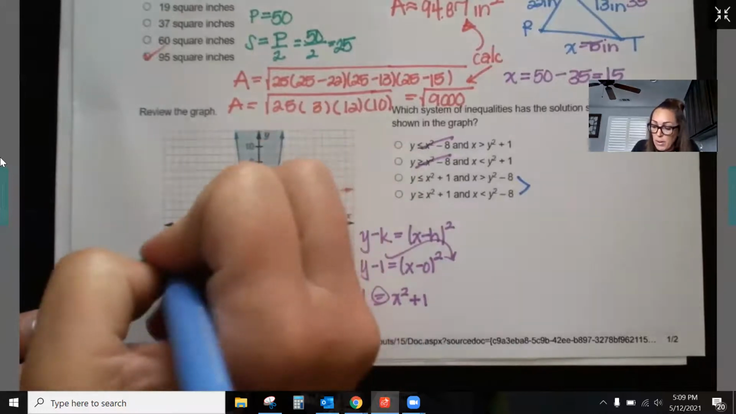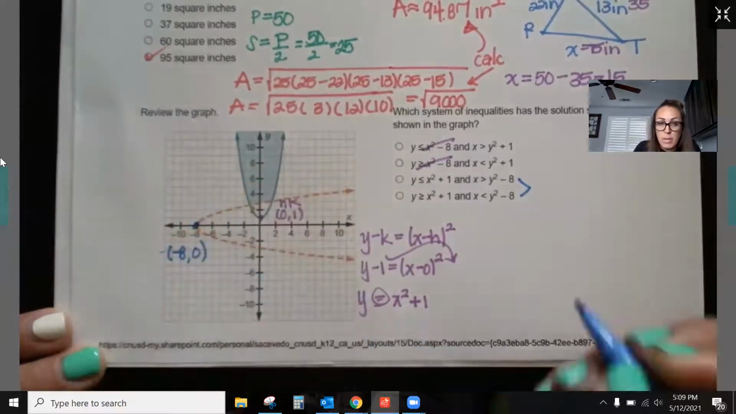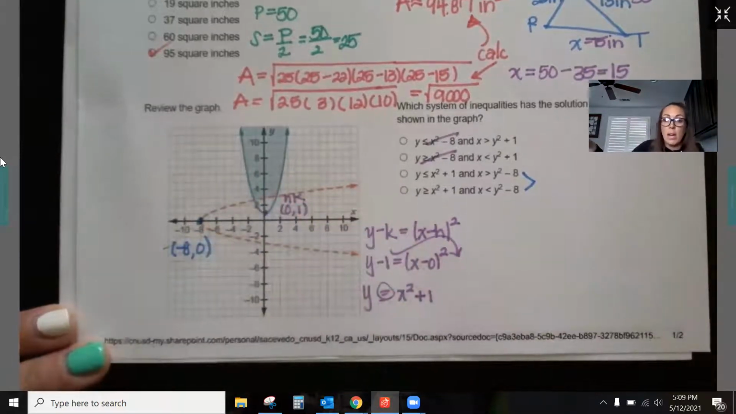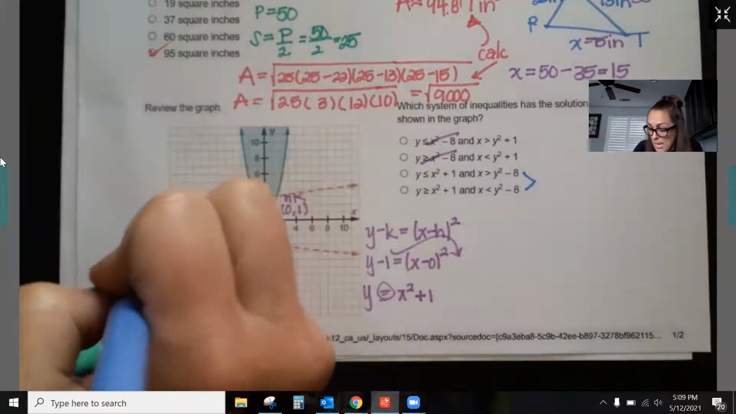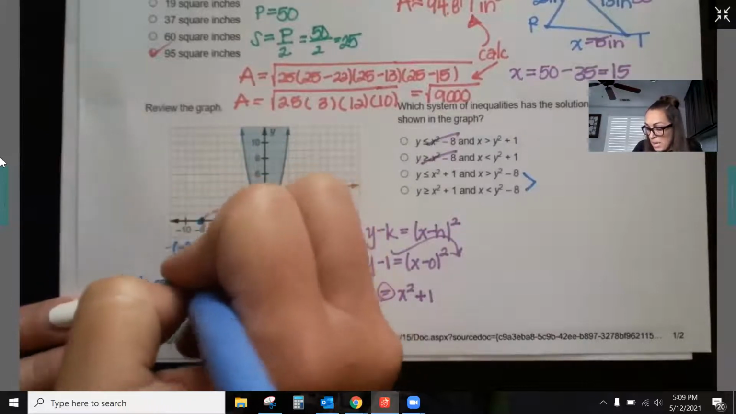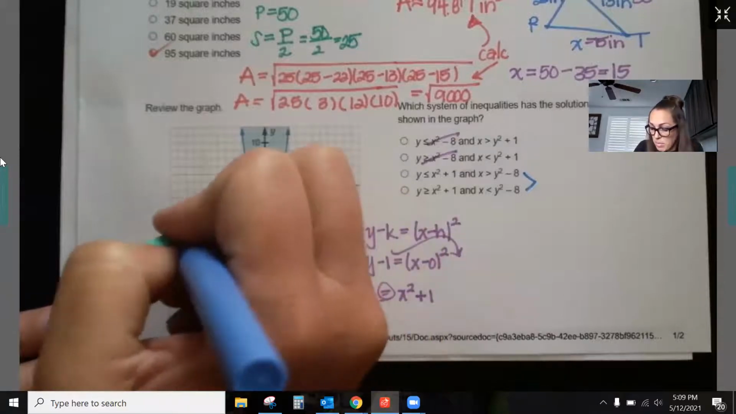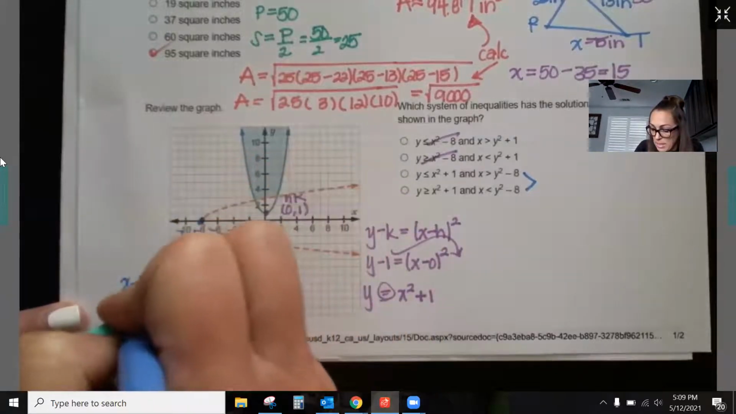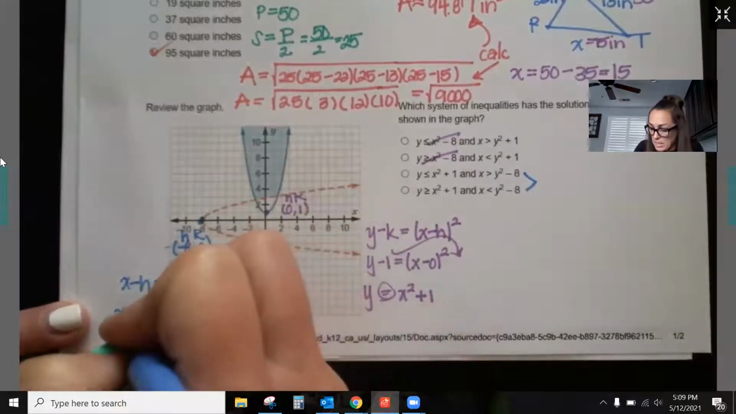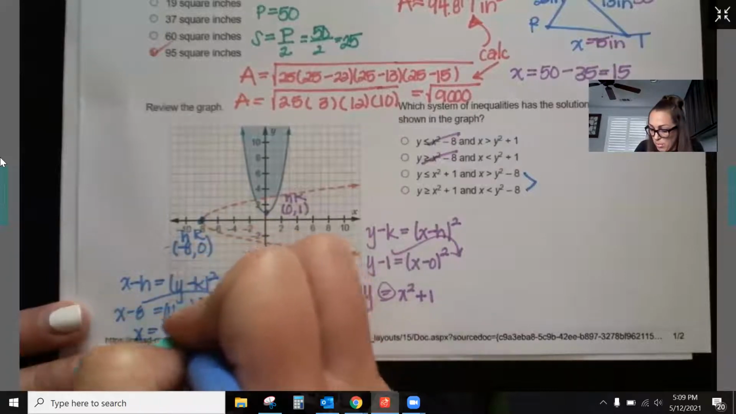I know that this point here is at -8, 0. It's an x equals, well, it's going to be an x is equal to, because it's going left and right, so my y is going to be squared. So I know it's going to be some x minus h is equal to some y minus k squared. And in this case, here's my h, k. I'm going to have x minus 8 is equal to y minus 0 squared. Again, I'm bringing over that 8. So I'm going to have x is equal to my y squared plus 8.